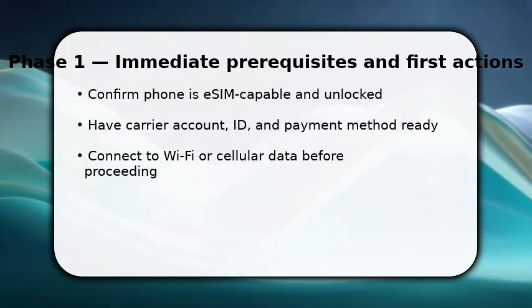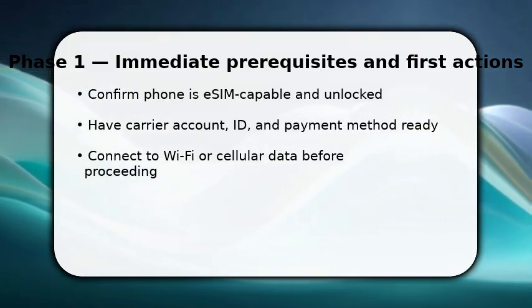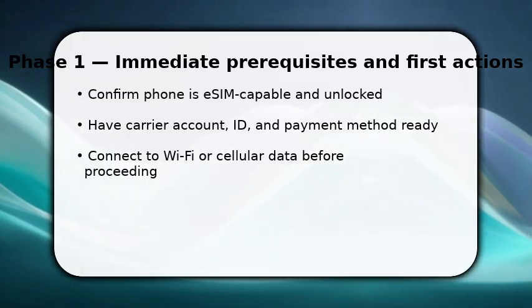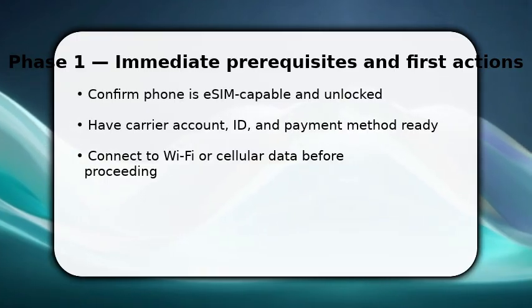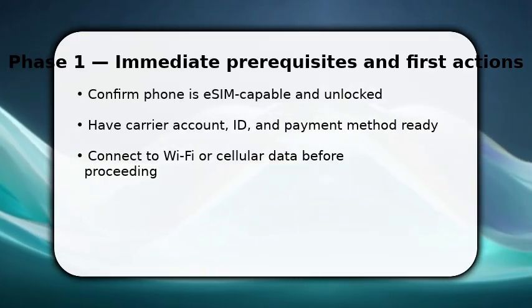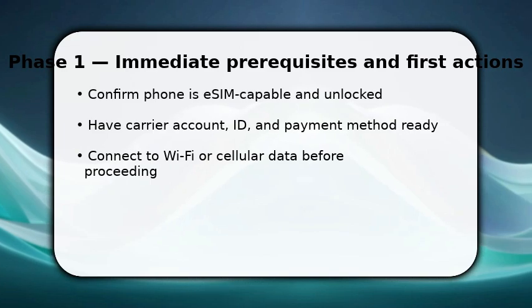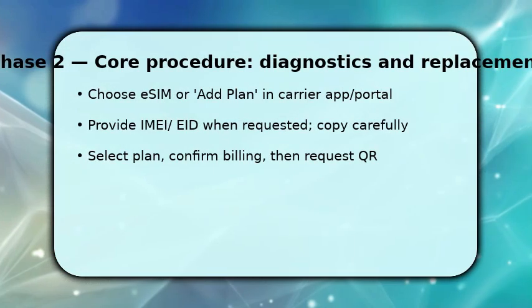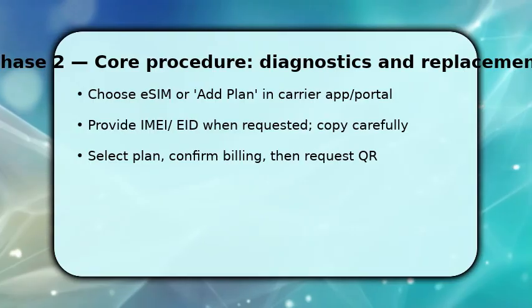Once done, open the carrier app or website and locate the eSIM activation area. This is where you request the QR. Make sure you are on a stable network, so the carrier can verify your device and generate the QR code without interruption.